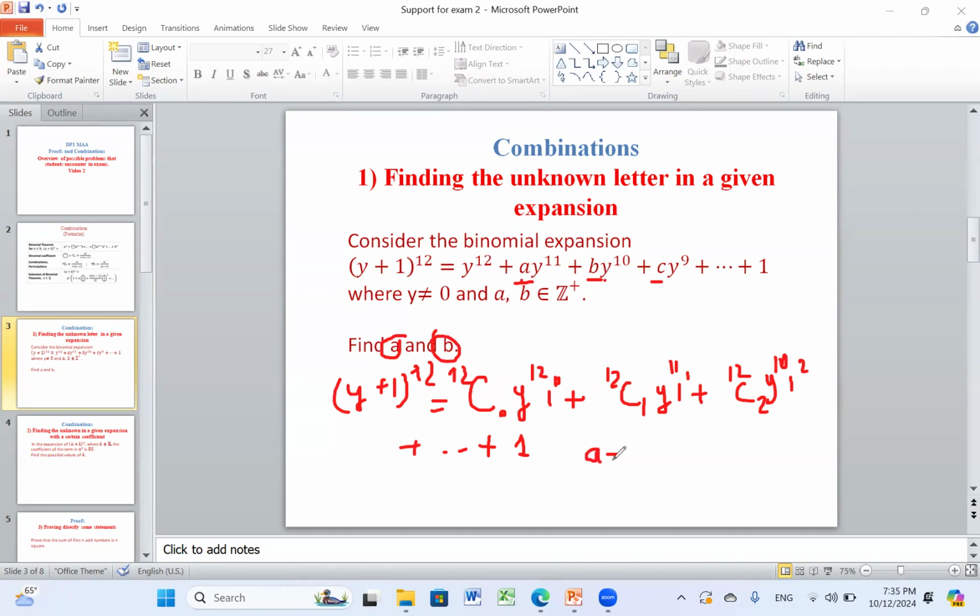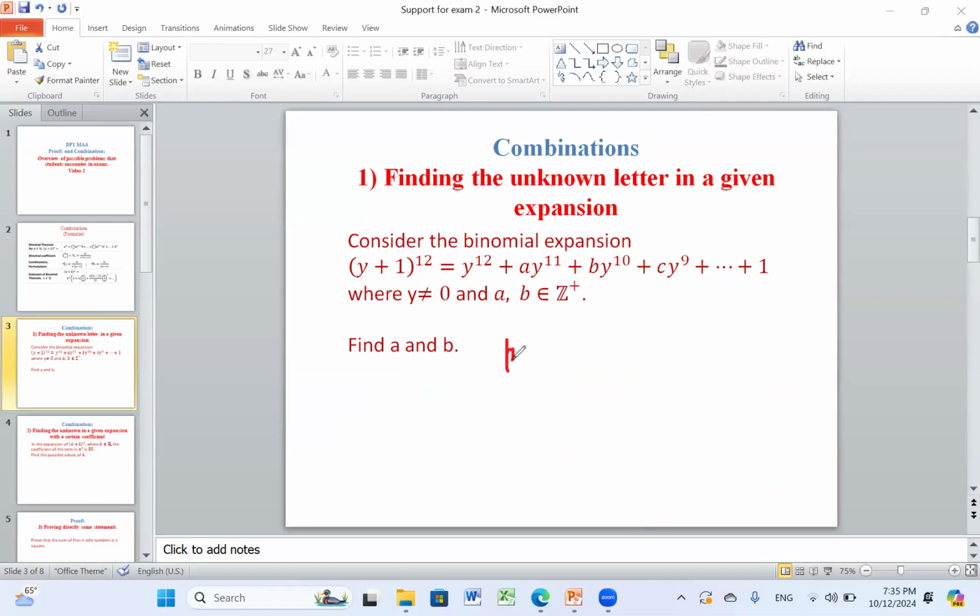From this calculation, a should be the coefficient of y to power 11. So it is 12 combination 1. It is 12 factorial divided by 1 factorial times (12 minus 1) factorial. This is by definition. It's equal to 12 factorial over 1 factorial, which is 1, times 11 factorial, and by canceling, you get 12. So a is 12. But we already knew it because if we expand to the power of 12, the second coefficient should be 12. It's obvious.